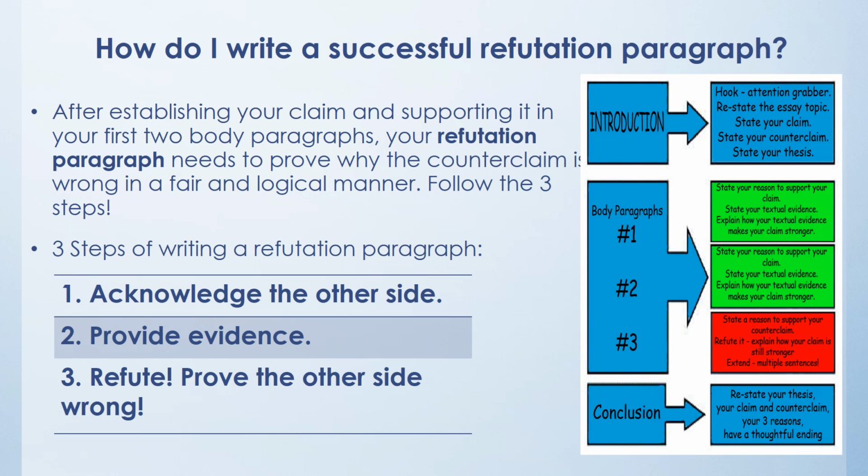So, how do we write a successful refutation paragraph? After establishing your claim and supporting it in your first two body paragraphs, your refutation paragraph needs to prove why the counterclaim is wrong in a fair and logical way. Follow these three steps: acknowledge the other side, provide evidence, and refute, prove that the other side is wrong.